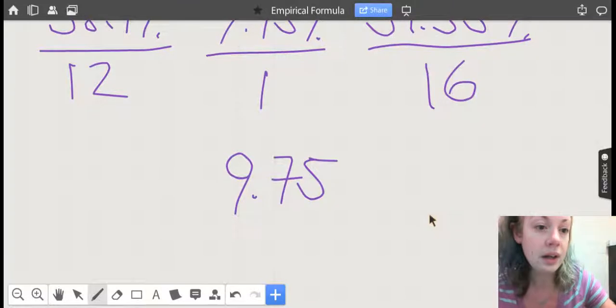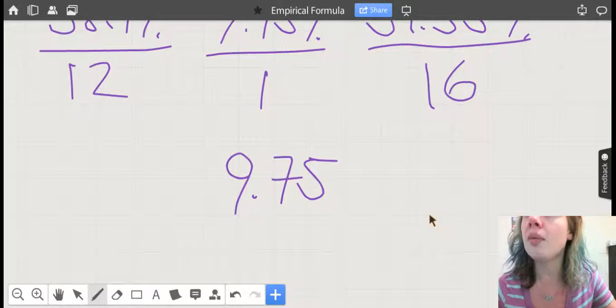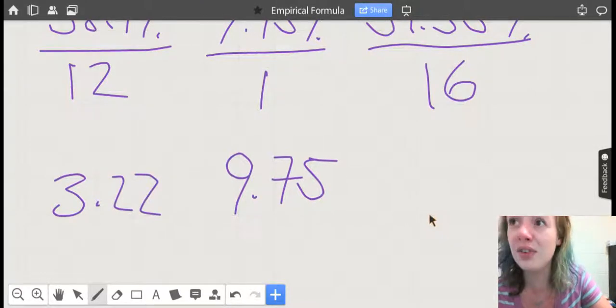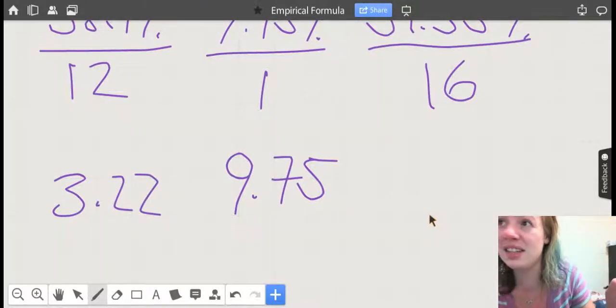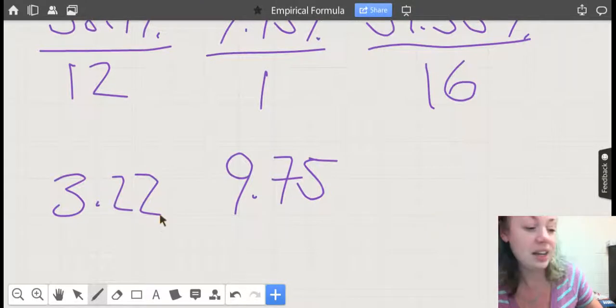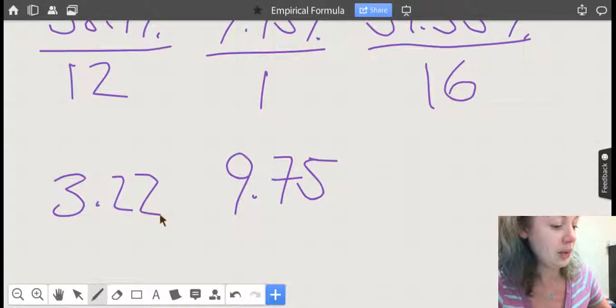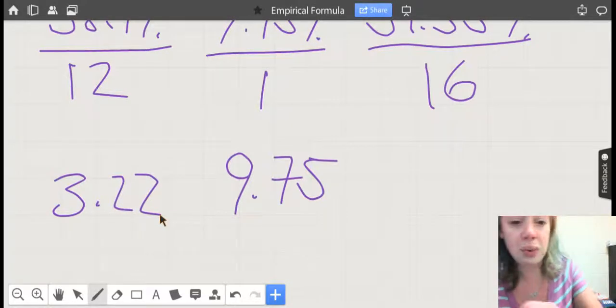All right. Now, if I divide 38.7 by 12, I'm going to get 3.22. And if I divide 51.55 by 16, I should get 3.22 again, but let's just double check that. 51.55 divided by 16. I get 3.22 again.